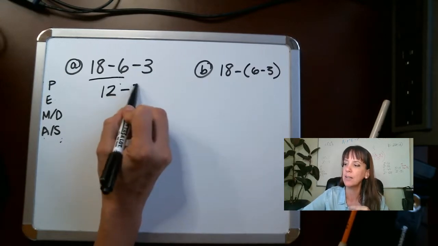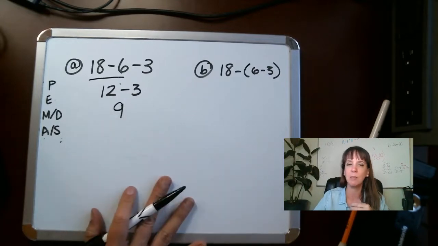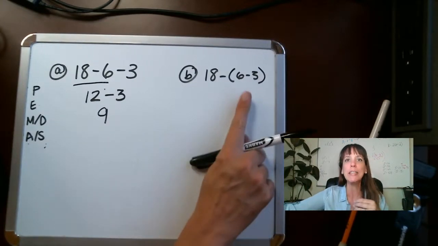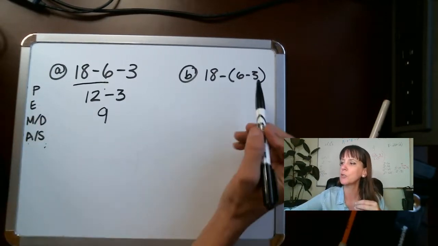and we bring the rest of it down, 12 minus 3. 12 minus 3 is 9. Now, guys, over here, it's a little bit different. Do you see that? We have parentheses first. So we're gonna do this.